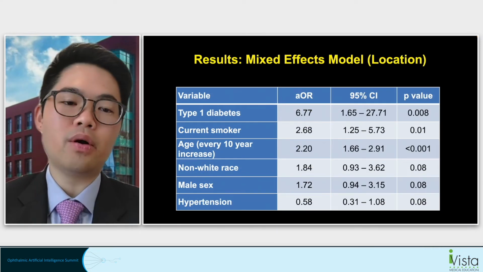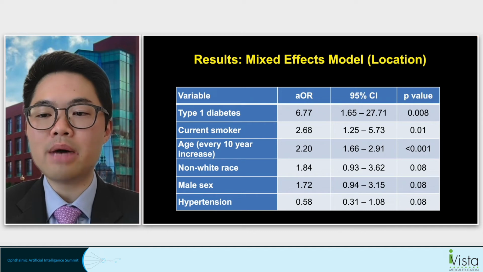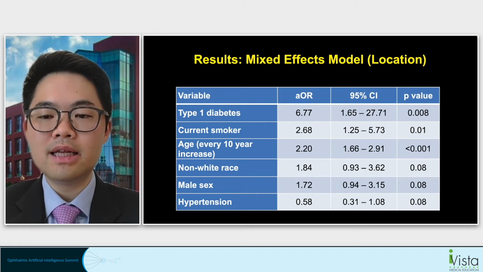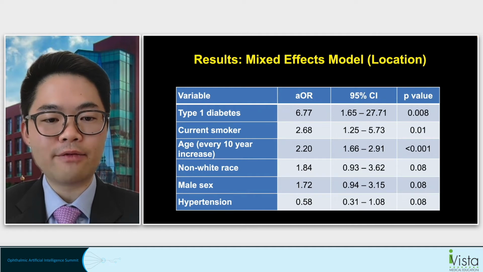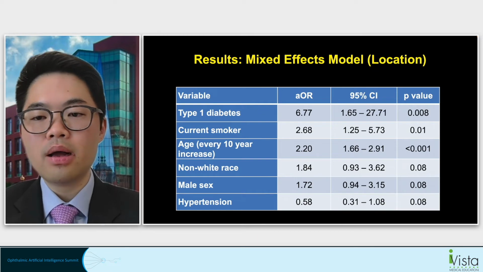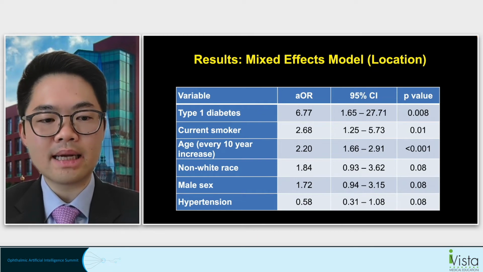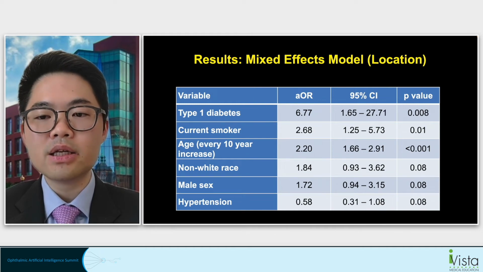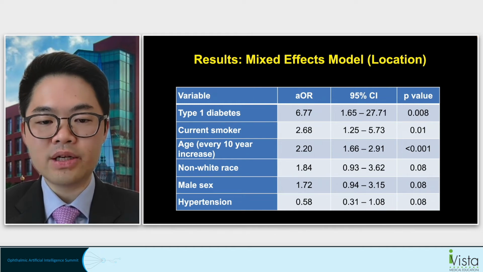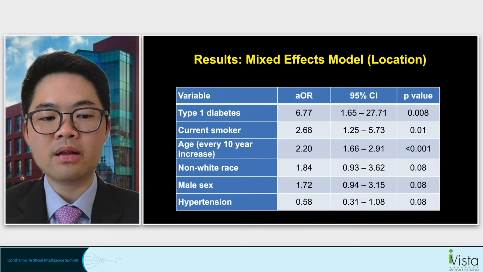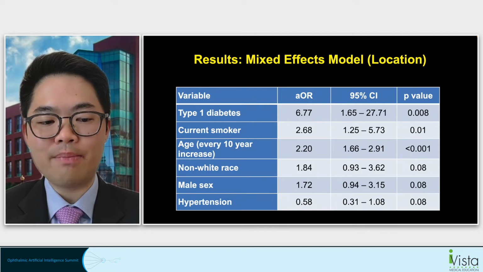Next, we did modeling using a mixed effects model with the location as the random effect, given that this program was implemented at 4 different sites. These are the variables that we found were associated with non-diagnostic exam: the type of diabetes, specifically type 1 diabetes, smoking status, and older age. 3 other variables were borderline statistically significant, including non-white race, male sex, and the presence of hypertension.